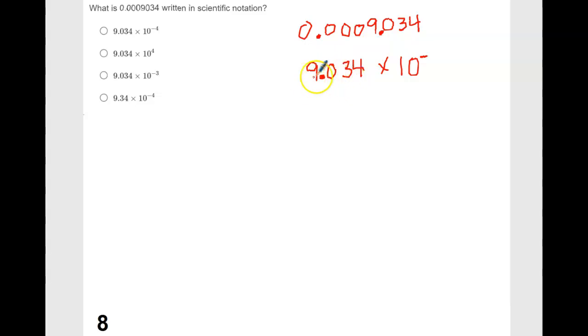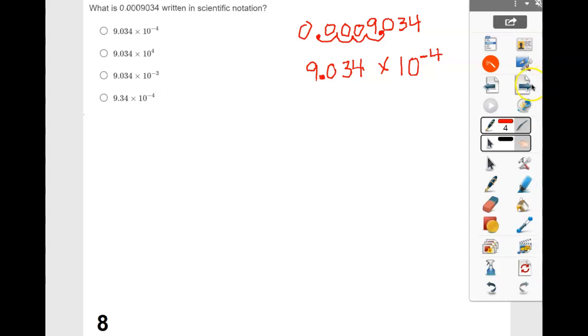I can see when I rewrote this, I scanned through the zeros until right when I hit the first non-zero number. And those were the numbers I wrote, and I always put the decimal after that first number. And so essentially, what I'm asking myself here is how many times did I move this decimal place over? I went 1, 2, 3, 4. And that's how I decide on that number. Okay? So go ahead and write those. Pause your video, continue when you're ready.